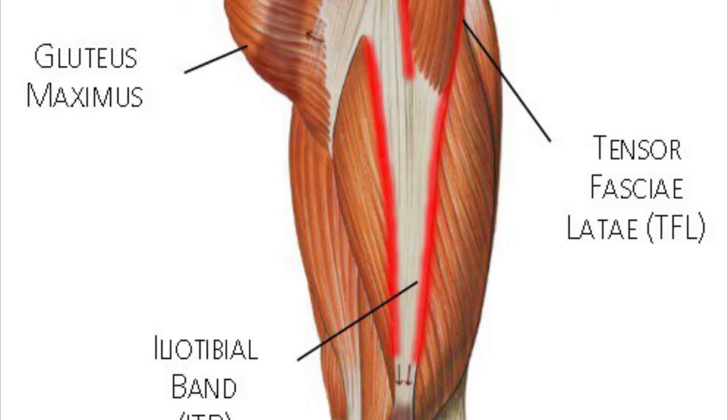Iliotibial band syndrome occurs when tightness in the IT band causes the distal end to rub on the lateral side of the knee. People usually feel pain on their knee when running, jumping, or doing anything that involves knee or hip flexion.